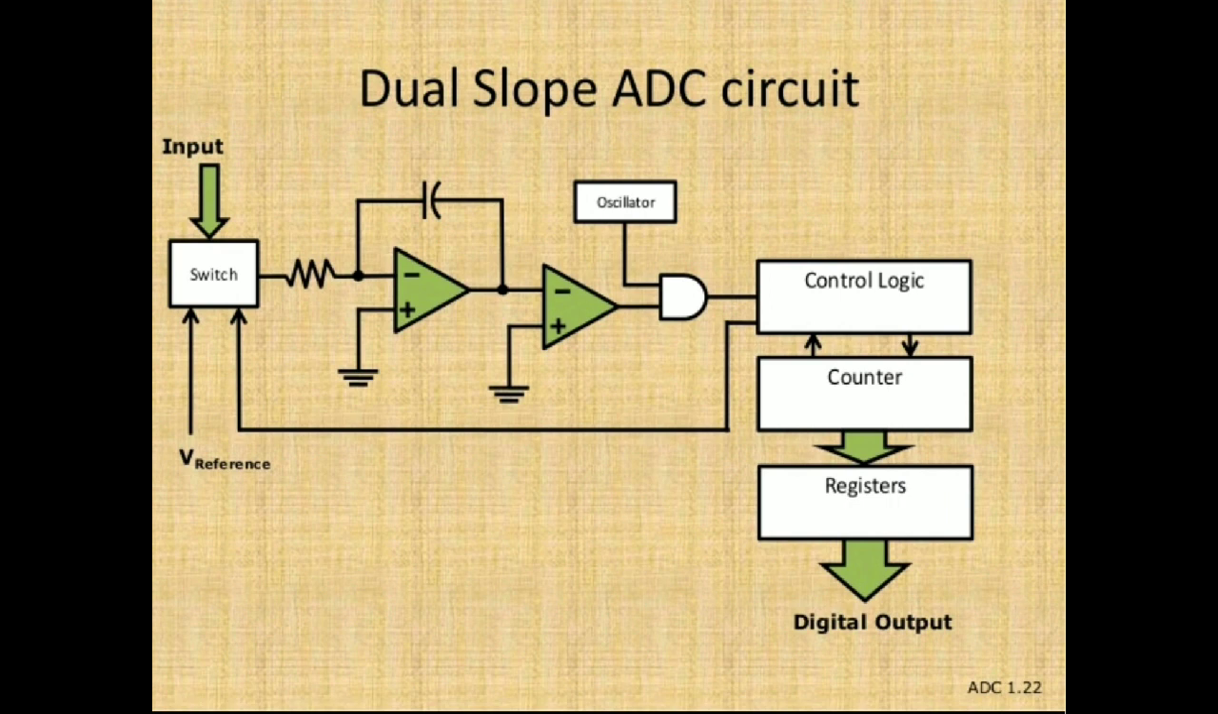In this way, the analog form of the signal is converted into digital using the dual slope type of A to D converter. It is called dual slope because charging of the capacitor in the positive direction produces a positive slope, and when the capacitor discharges it produces a negative slope. That is why it is called a dual slope type of analog to digital converter. This is the operation of the A to D converter.